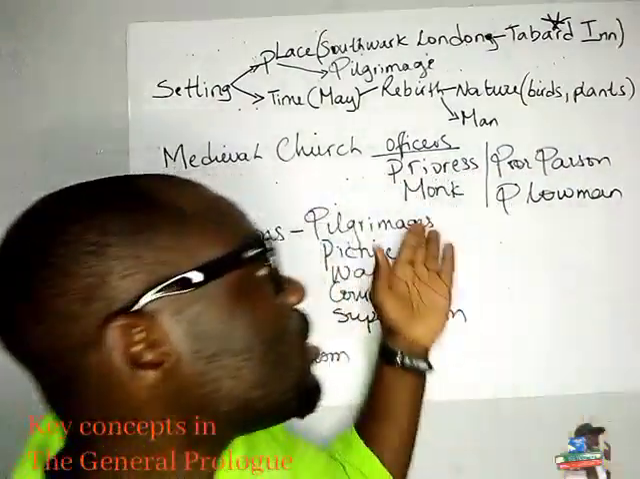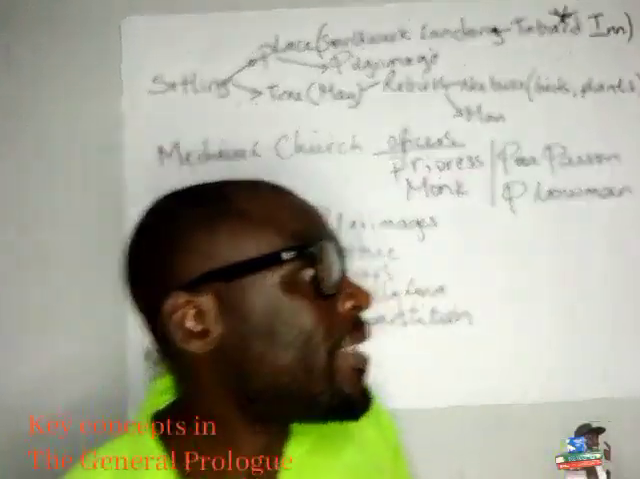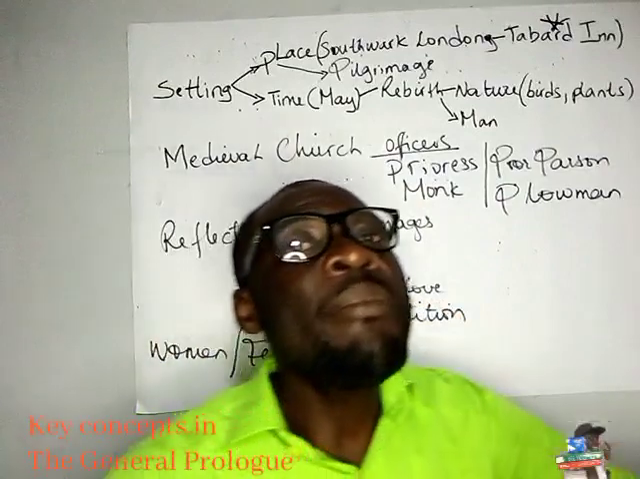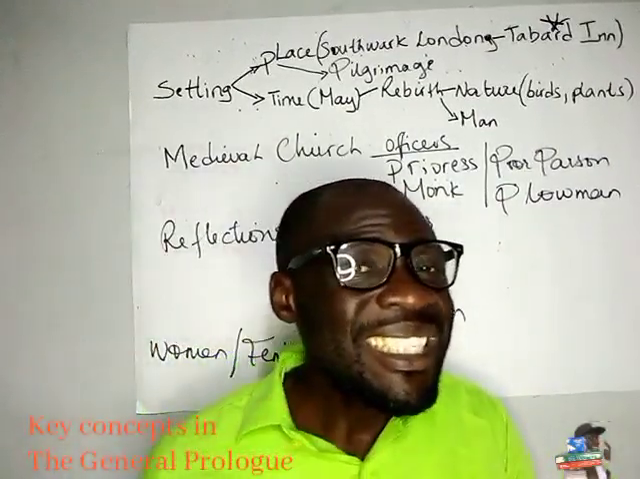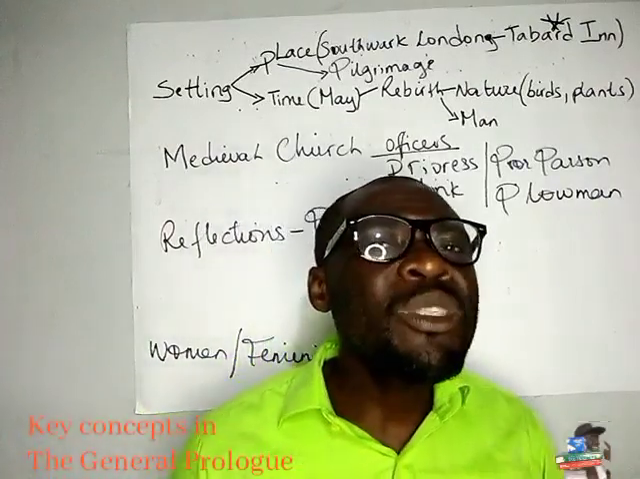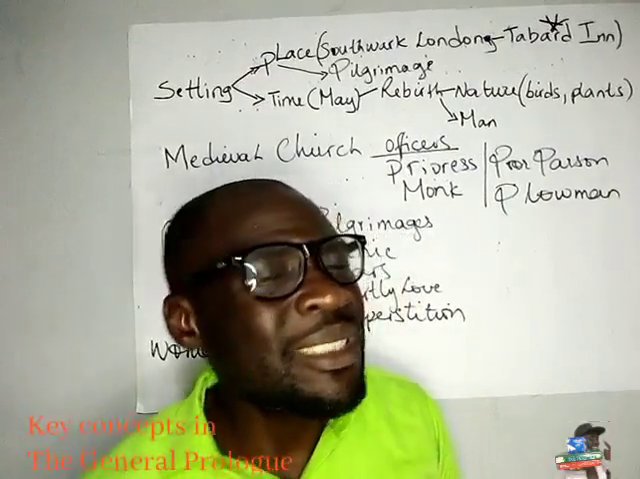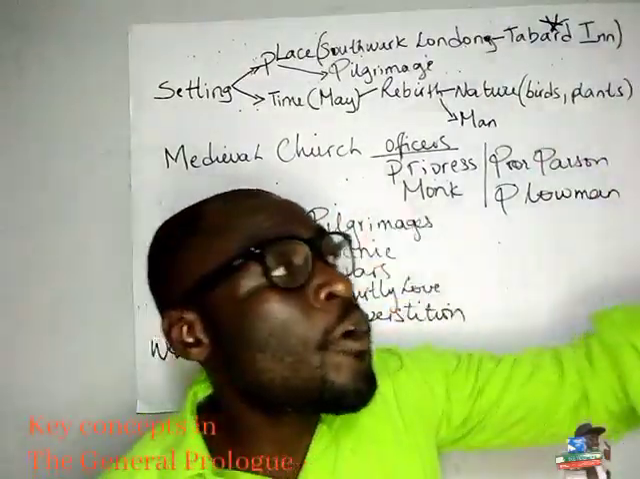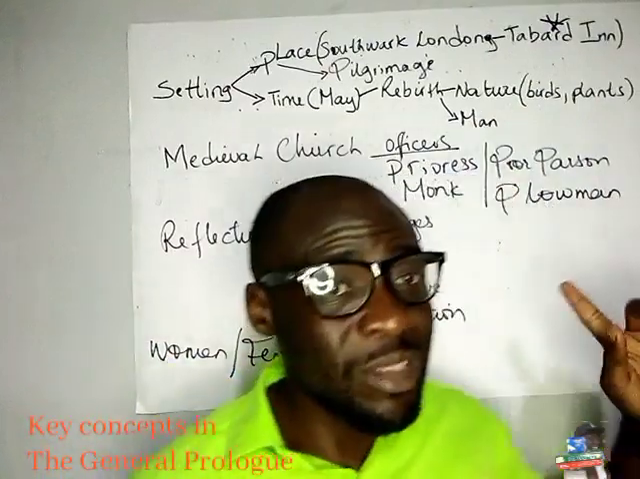Now close to her is a monk, another corrupt church officer. Now this man should embrace monastic life, but then he hates it. He detests monastic life so much. He sees it as old and outmoded. He wouldn't spend his time reading books, meditating, because those things are outmoded, like Saint Benedict. No. Rather, he would rather go for an outdoor activity like hunting, which of course was identified with the rich. That is what he loves doing.